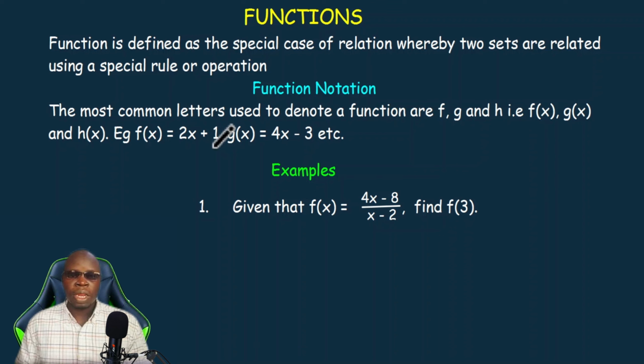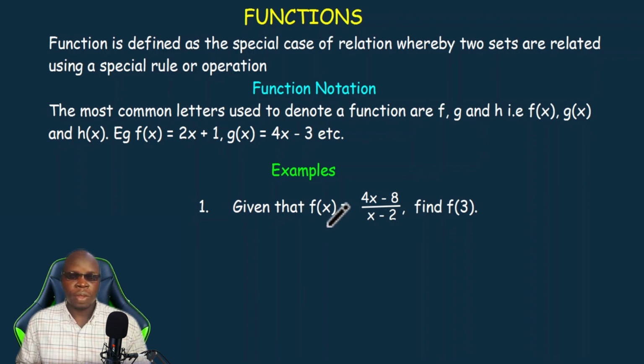Now, let's have a look at our first example that says, given that f of x equals (4x minus 8) over (x minus 2), find f of 3. What is the meaning of this question? Here it is telling us that if our domain is given by this relation and we're given a domain with x, what do you think will be the range? What we have to do is align them together such that the domain corresponds to domain, and then we make a substitution in our range.